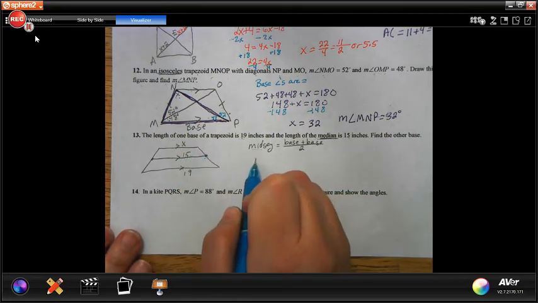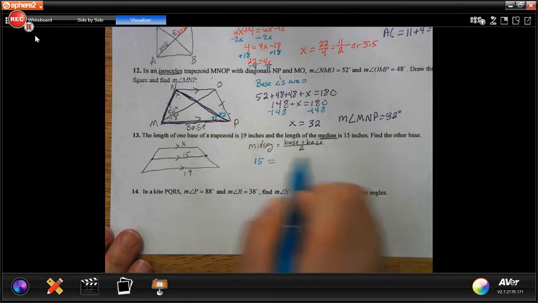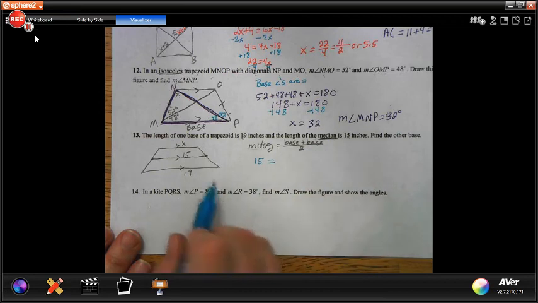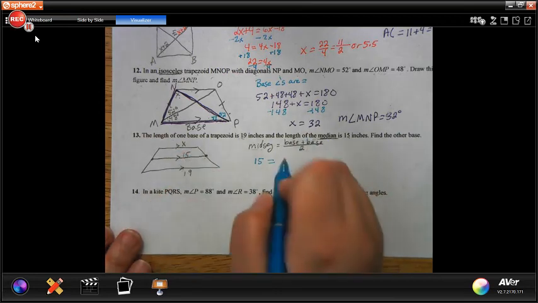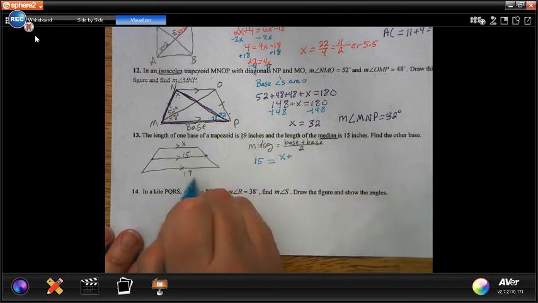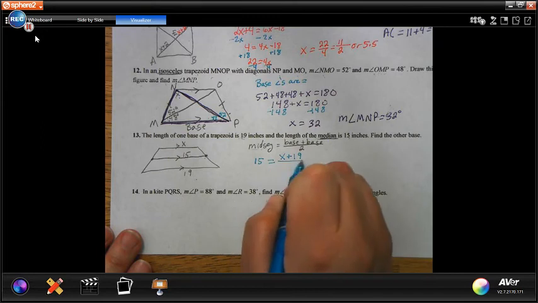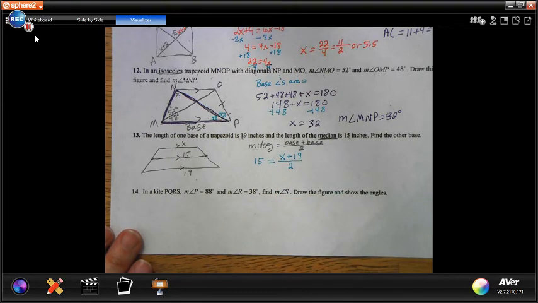So, 15. Okay. There's an equal sign. It says base plus base. Well, one base is x plus the other base is 19, divided by 2. It's an average. There are 2 bases, so you divide by 2.